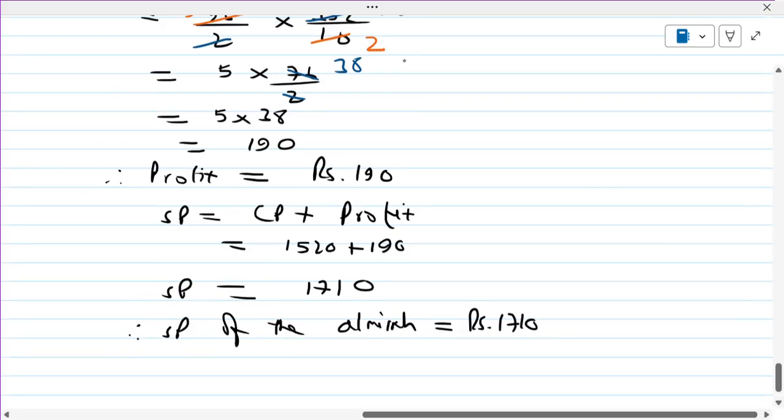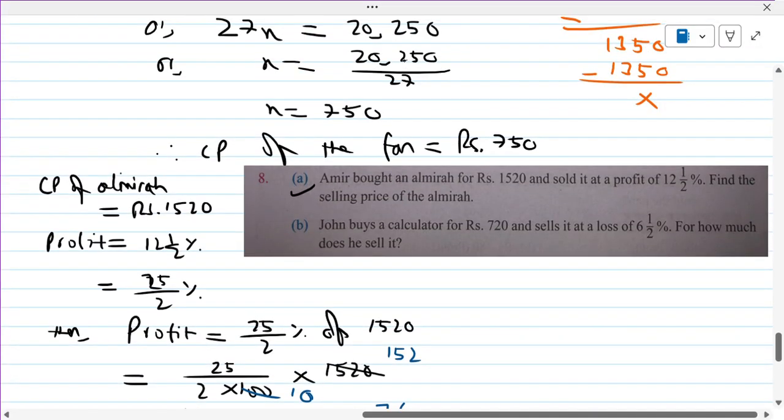So done, it's done with 8 number A, and 8 number B is very much the same. This is a basic calculator for 720. So the cost price of the calculator is given, and he sells it at a loss of 6.5%. Then find for how much he sells it. So 6.5%, you can either convert into decimal and write 6.5%, or you convert into an improper fraction by doing 6 into 2 plus 1, 13 by 2%.